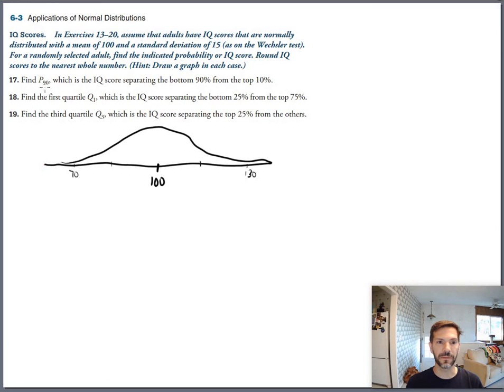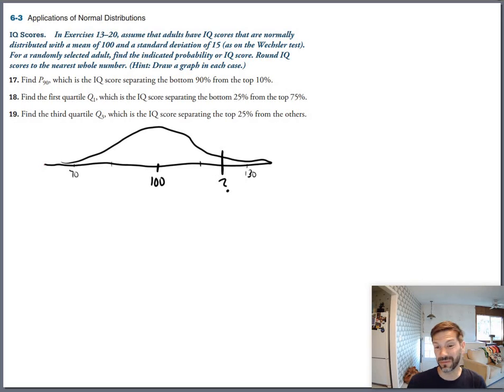So they want you to find P90, which is the IQ score separating the bottom 90% from the top 10%. So keep in mind bottom or lower numbers on the left, upper numbers, top numbers on the right. So the bottom 90% from the top 10%, we can't be hyper precise about this with this drawing, but we can just eyeball it and say approximately top 10%. Trying to just draw a line here that I think separates about 10% of the area from the other 90% of the area. That's the IQ score that eventually we're going to find here.